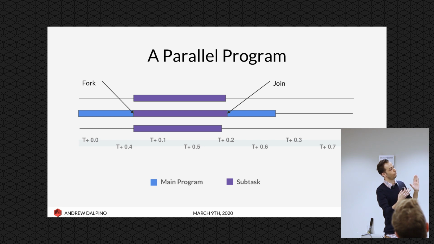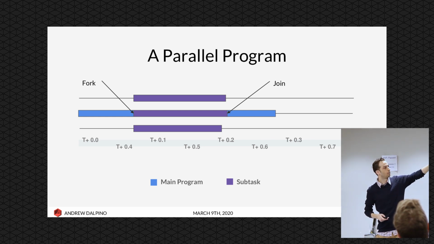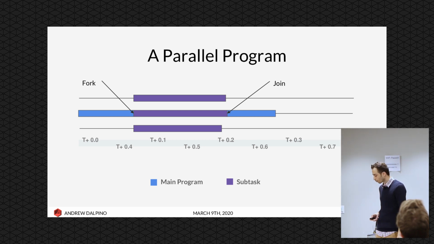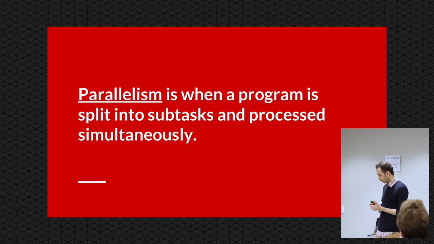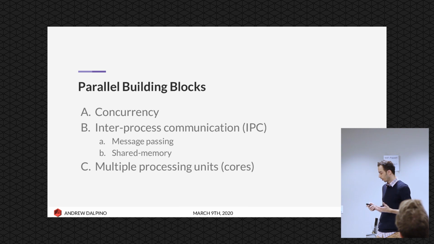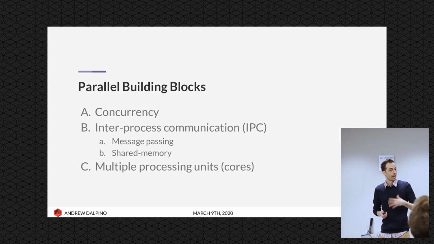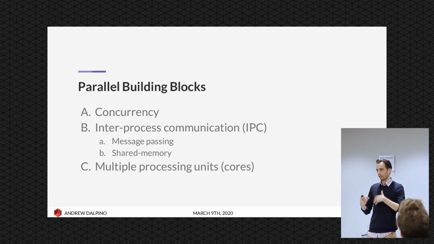And so this even further compresses all the computation. This time we need multiple cores, because in order to do this, we need to actually execute these operations on different processing units. So what is parallelism? Parallelism is when a program is split into subtasks and processed simultaneously. That's really all it is. What do we need for parallelism? We need concurrency, for one. We need a way to manage things that are asynchronous, things that we're waiting on.